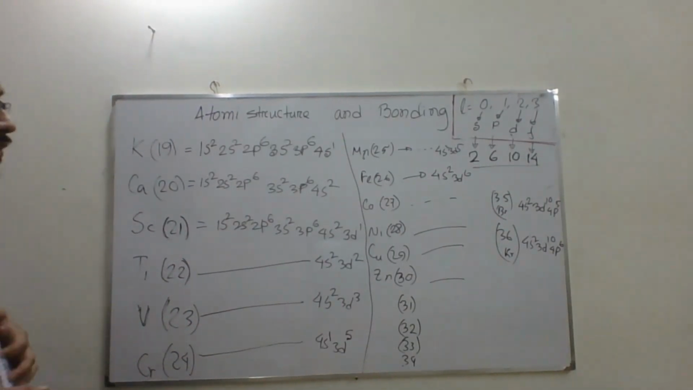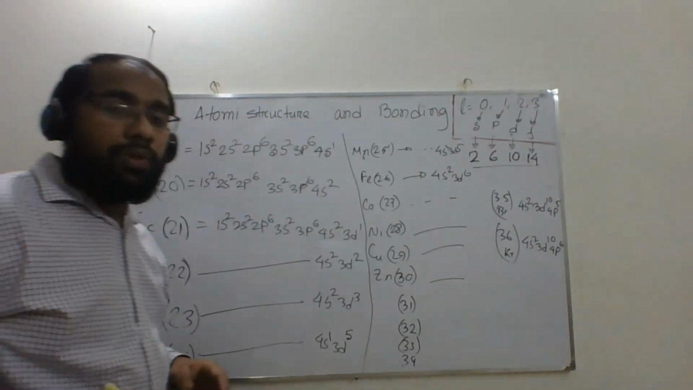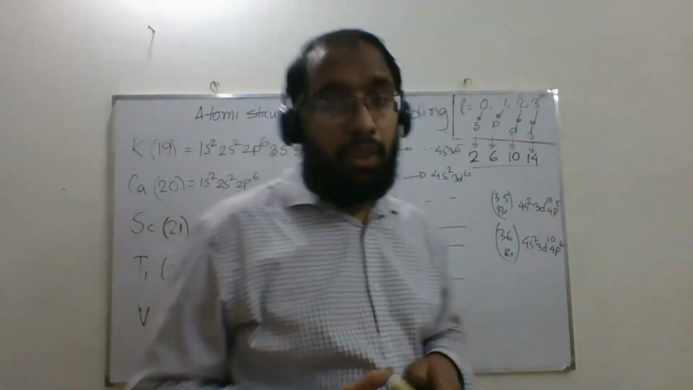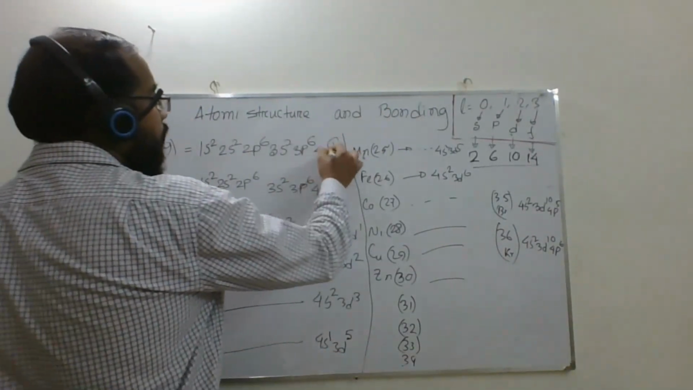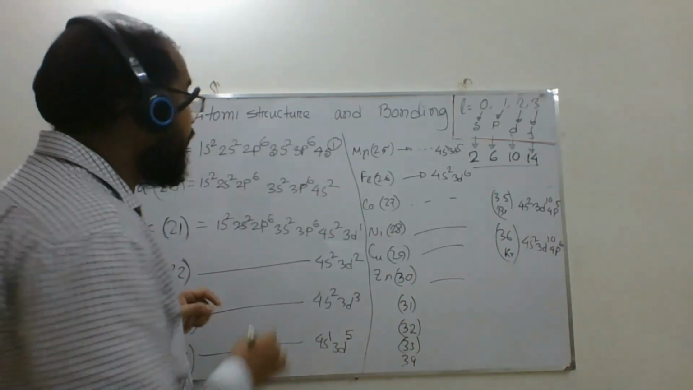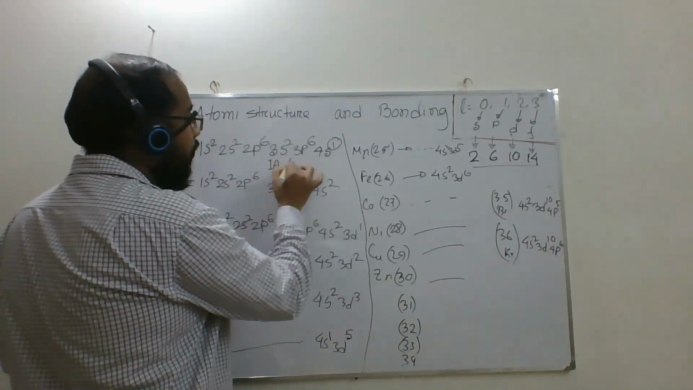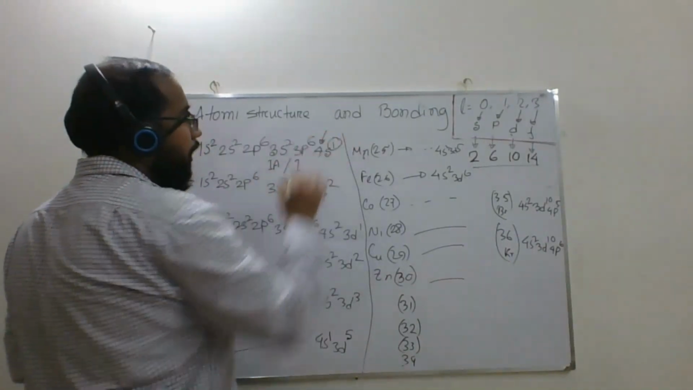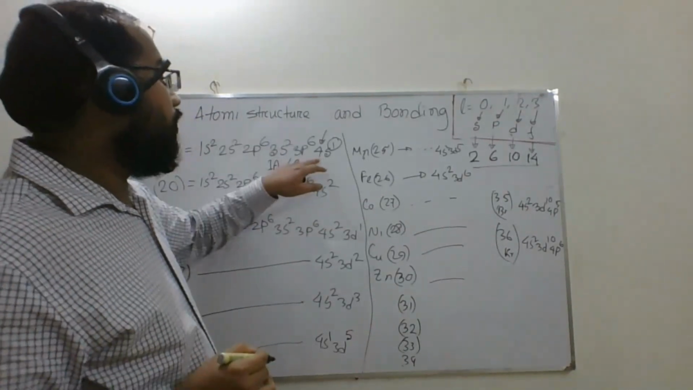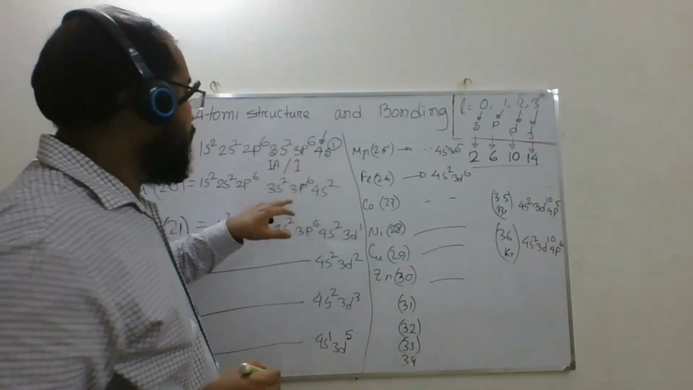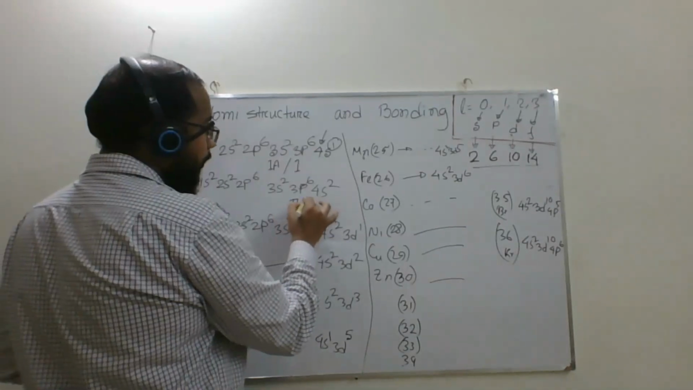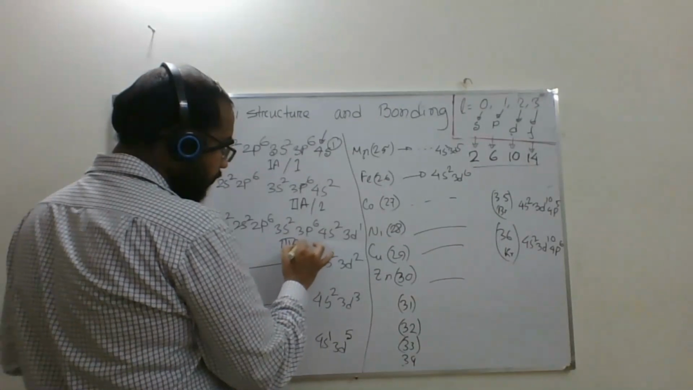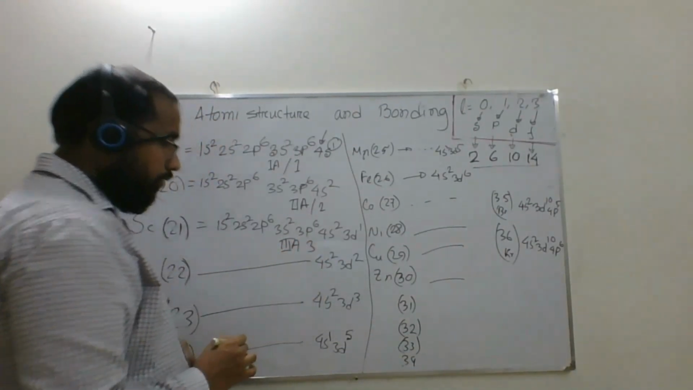Now, from this electronic configuration, we also can get the position of any element in the periodic table. How? If it is 4s1, that means this is group 1A, or in the modern periodic table it is 1, and the period number is always the highest number of the orbit, that means 4. For this one it is 2A or 2. For this one it is 3A or 3. Now 3B.